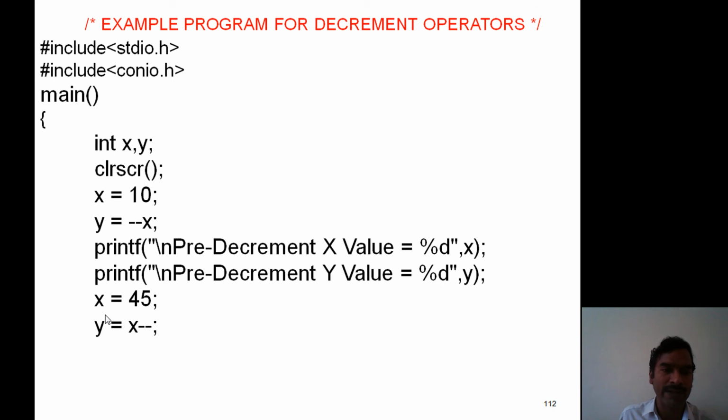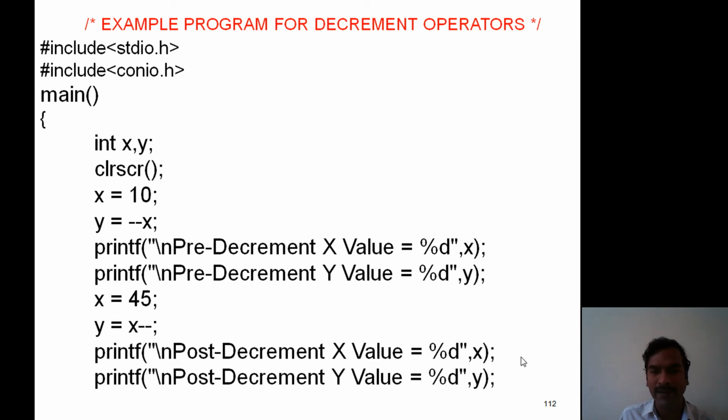Now y holds 45. Now decrement the operand value by 1. Hence x equivalent to 45 minus 1. It becomes 44. So x value is 44 and y value is 45. Now we print x and y values. Now the implementation part is completed, and close the curly brace.